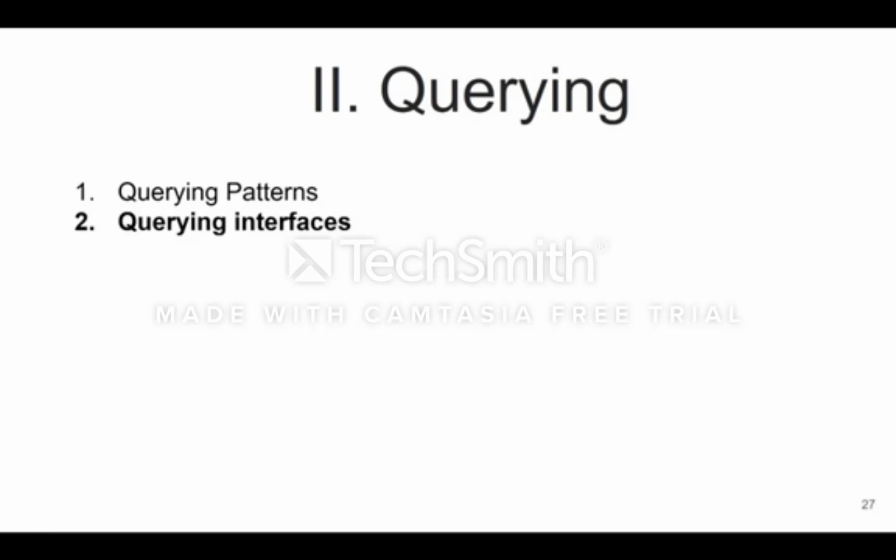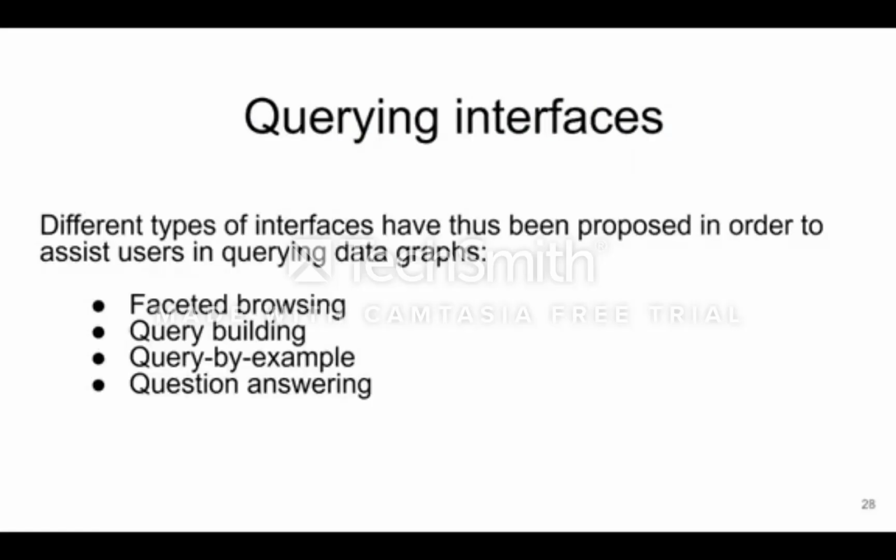In fact, knowledge graphs are often queried by non-expert users who may not be able to express their information needs in terms of a particular graph query language. So different types of interface have been proposed in order to assist users in querying data graphs. Such interfaces may support, for example, faceted browsing, query building, query by example, and question answering.